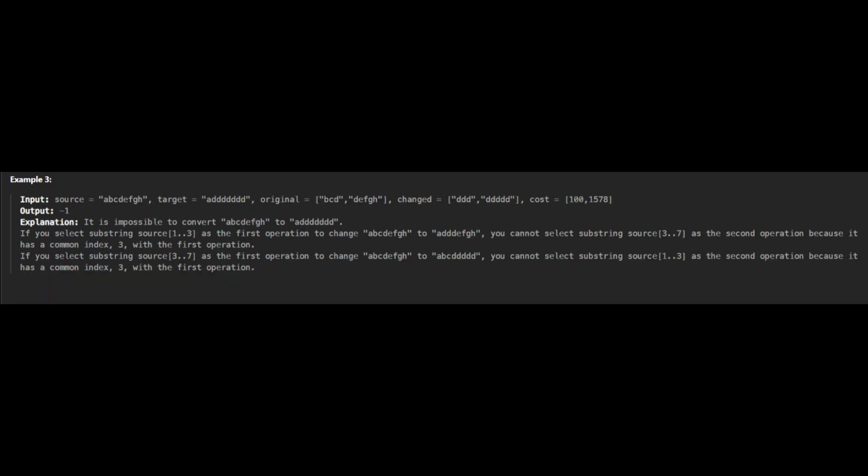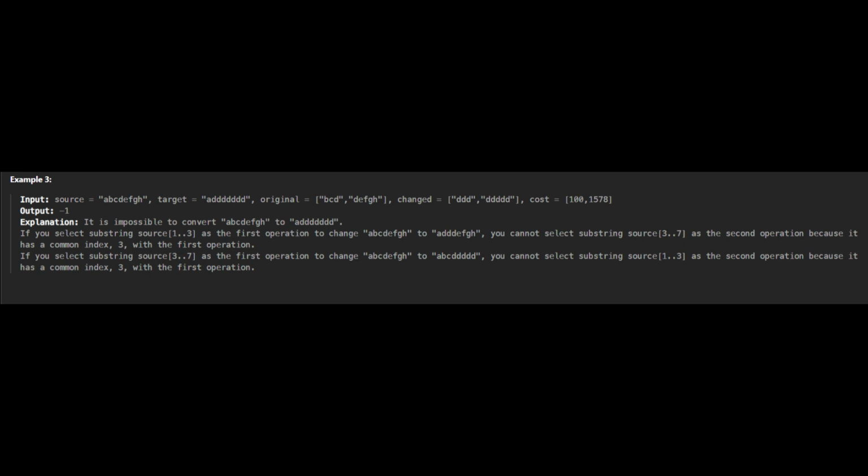Example 3, impossible case. Input. Source equals ABCDEFGH. Target equals ADDDDDDD. We have 2 possible substring transformations. BCD to DDD, and DEFGH to DDDDD.